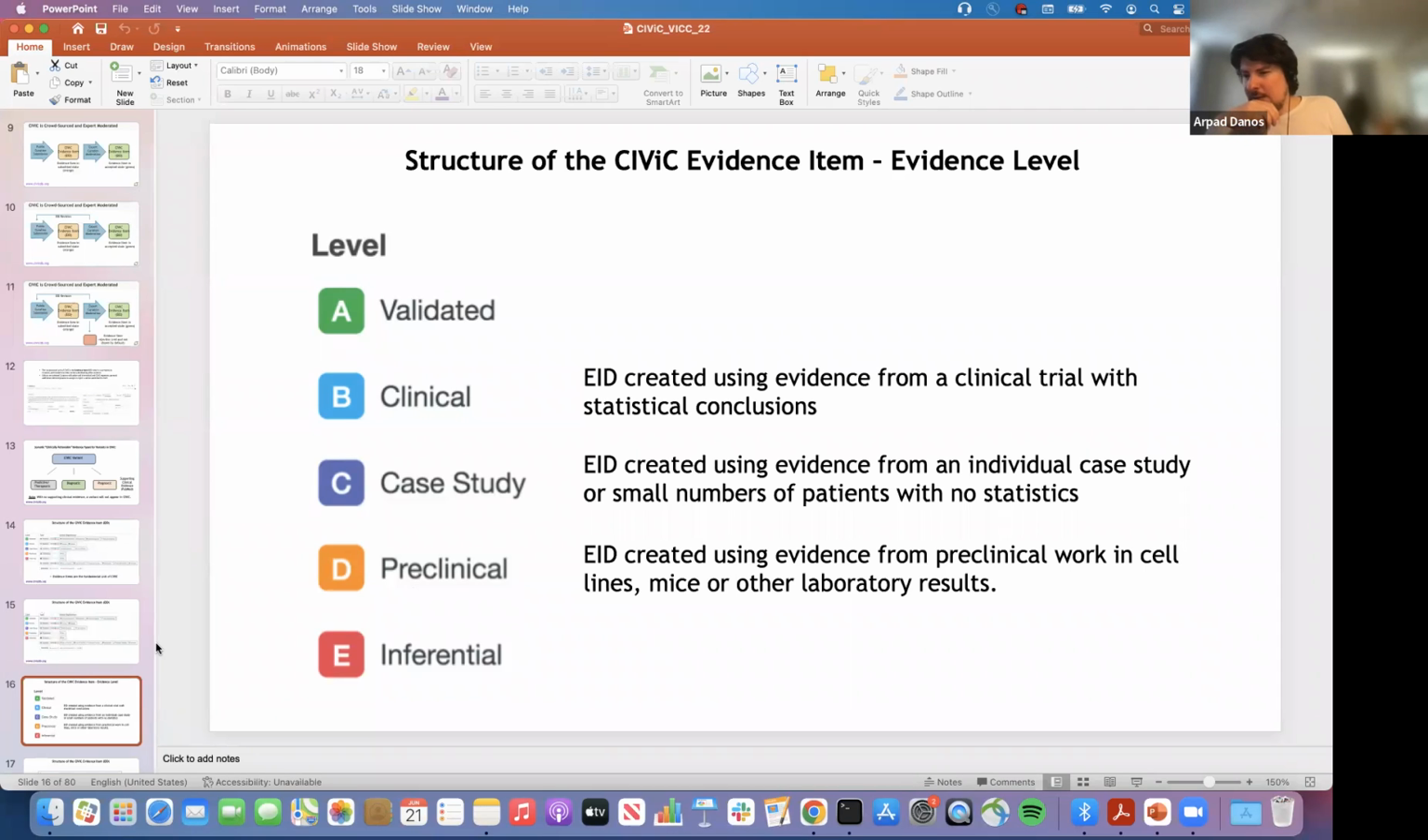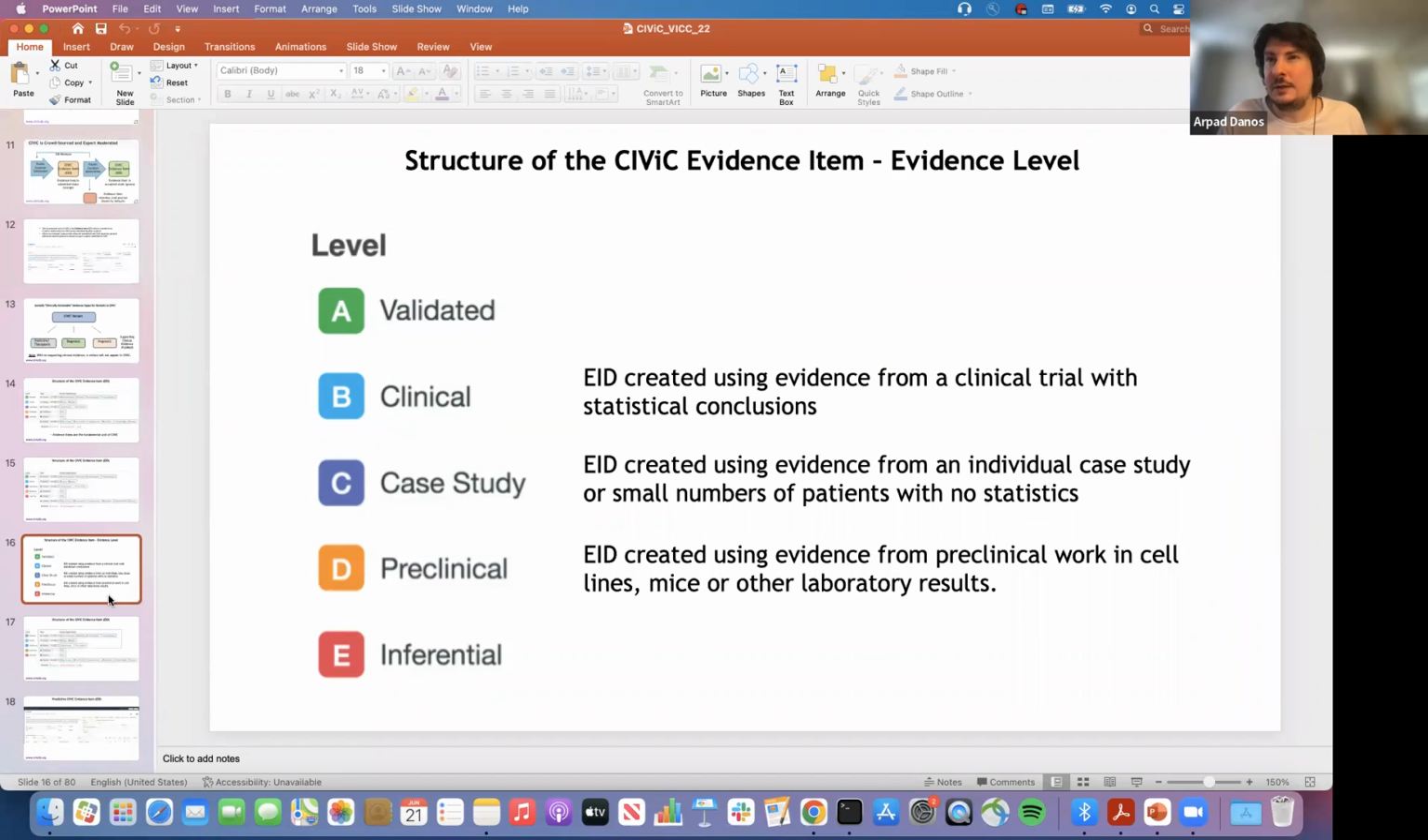Note that for a very well-established variant like L858R in lung cancer, say its sensitivity to erlotinib, an evidence item describing that relation could still be labeled D if it was an early experiment, say a cell line experiment, because we're curating out of the paper. These evidence items are chunks of data taken out of a specific paper. So even a highly established relation like the L858R one I just talked about, you can still tag evidence supporting that type of annotation with D if you're curating out of a preclinical paper, right?